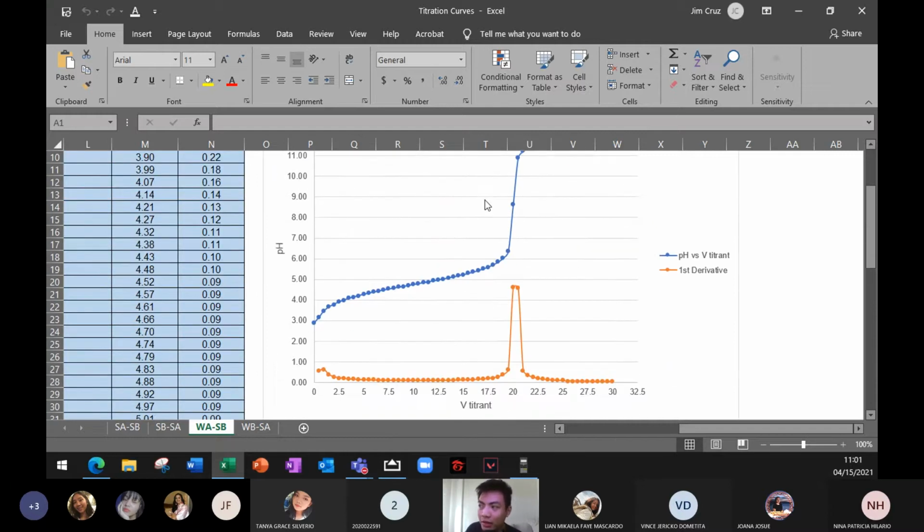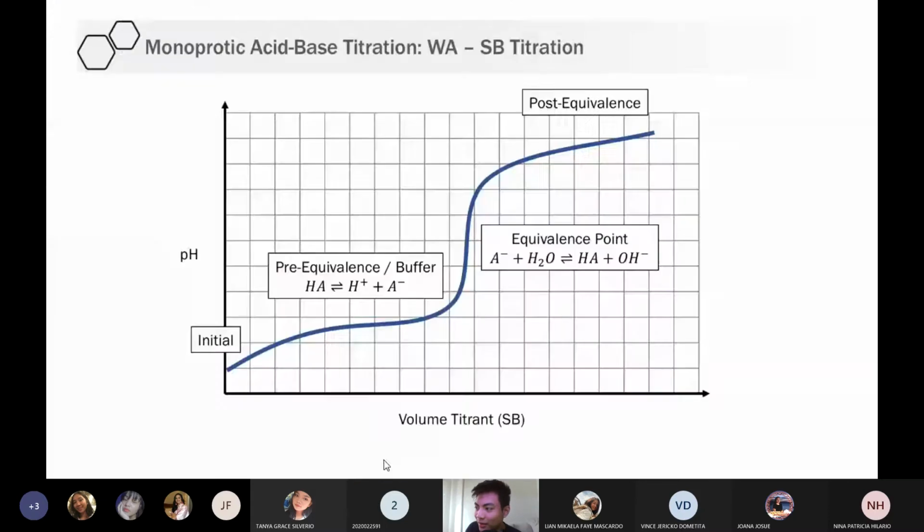Second derivative pa nga namin to eh. Wala lang. Ganun talaga pag chem. Pero kayo, ang titration curve lang ang kailangan natin.